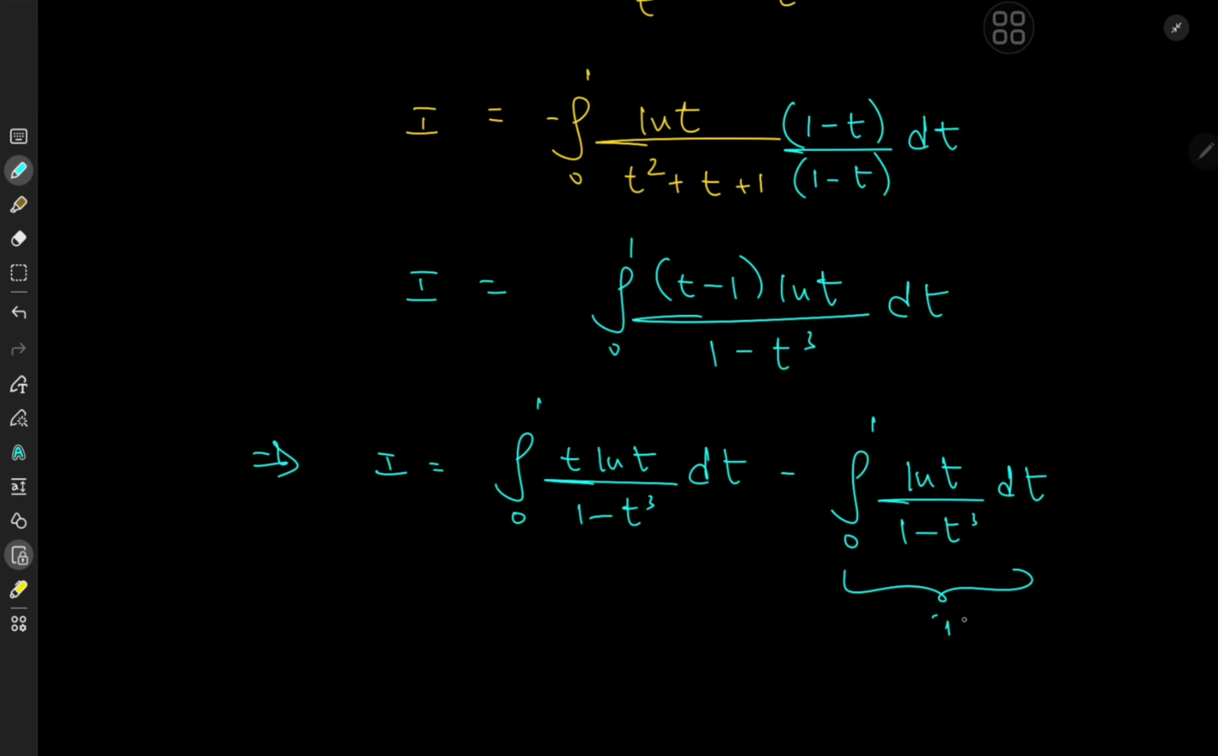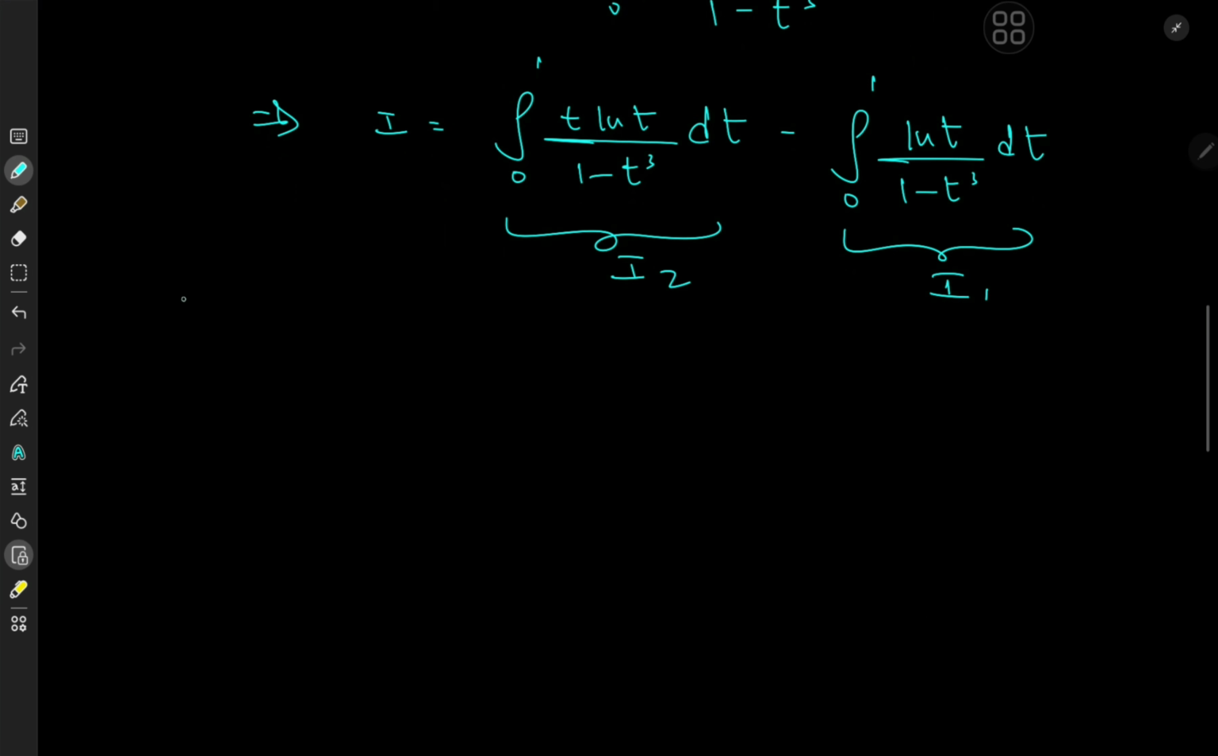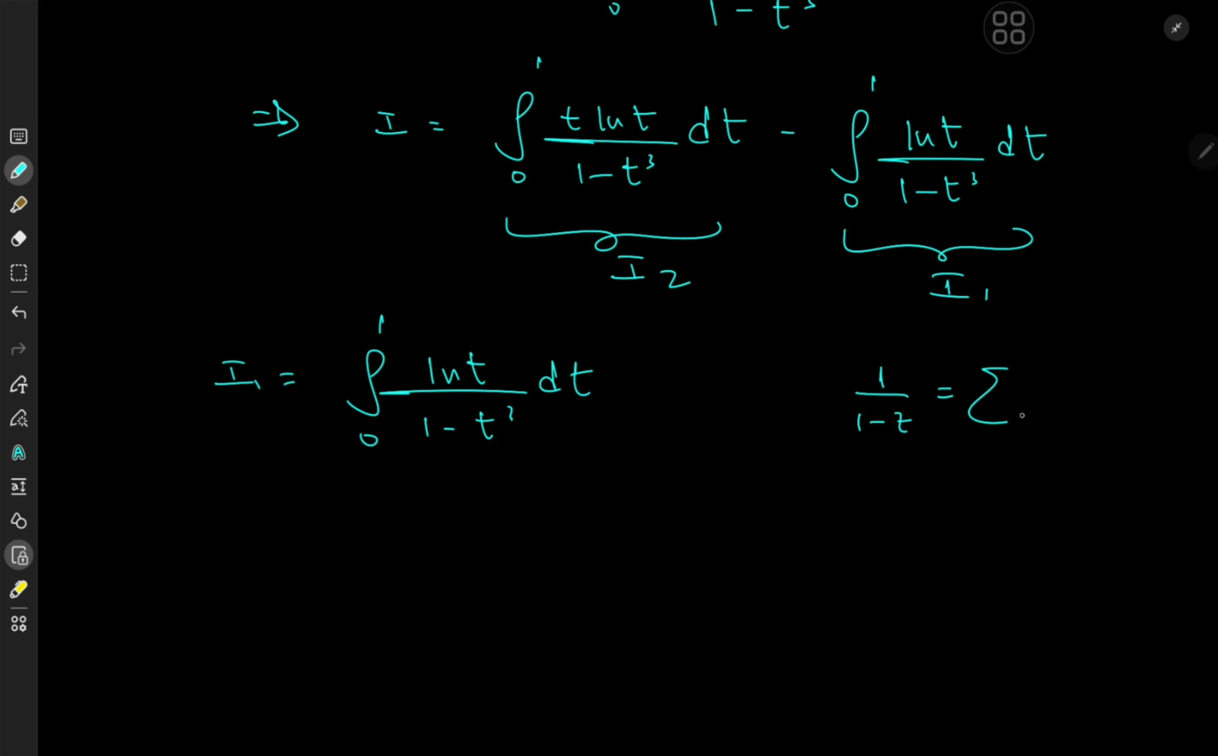And I'll call this integral here I sub 1 and this one I sub 2, and their solution developments are quite similar. So for I sub 1, which is defined as the integral 0 to 1 of log t over 1 minus t cubed, notice that we can now apply a geometric series expansion. So we do know that 1 over 1 minus z can be expanded as the sum over k from 0 to infinity of z to the k, provided that the absolute value of z is less than 1. And this is clearly valid for both t and t cubed on this interval of integration.